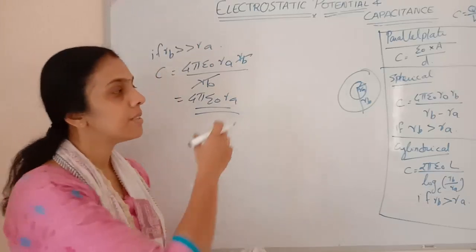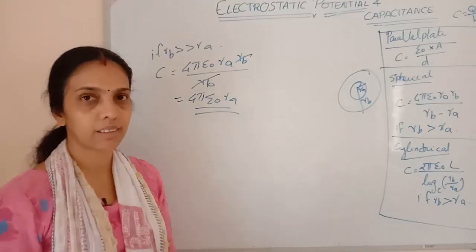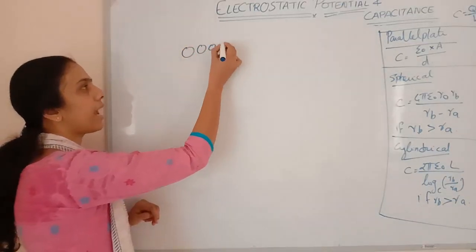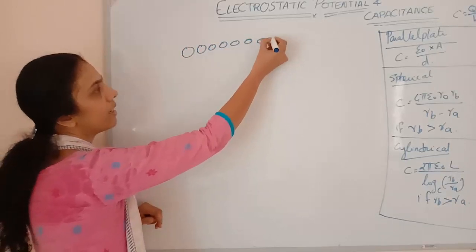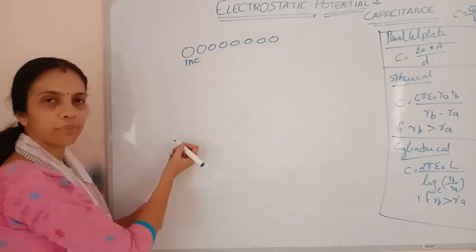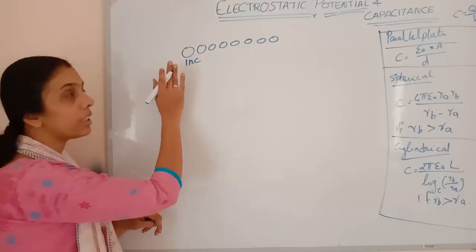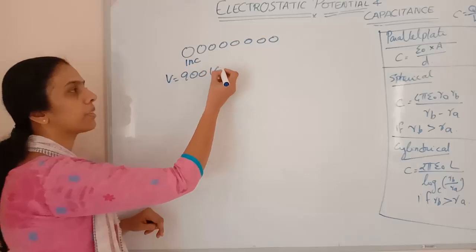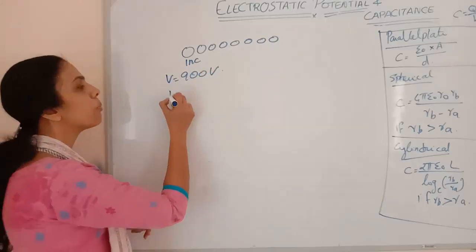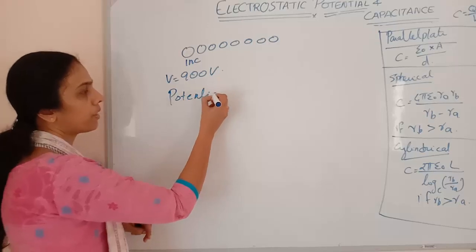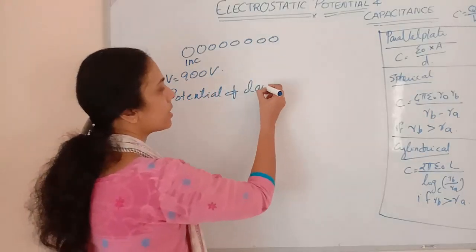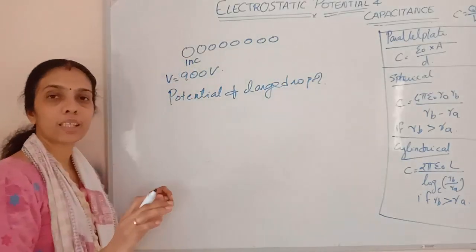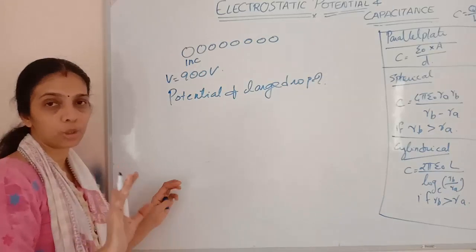As I told you, spherical capacitor questions can come, so this one we will try. Here we are considering small droplets. 8 droplets are there, each having 1 nanocoulomb as its charge, and the potential is given as 900 volt. We need to find out the potential of the large drop. In the question itself it is given that capacitance is directly proportional to radius.